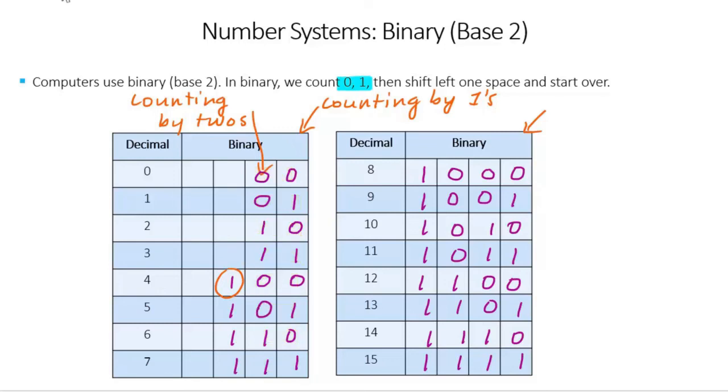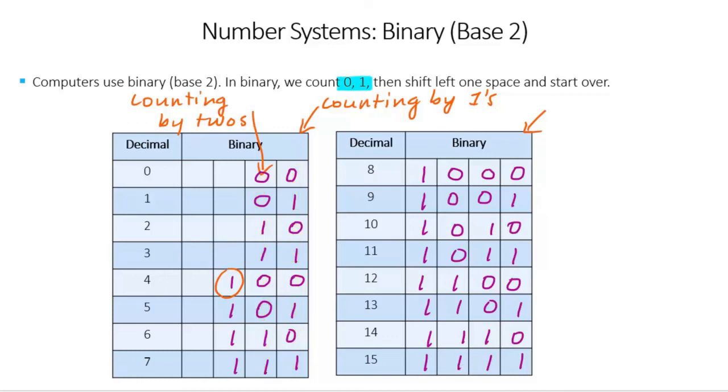You can also think of this in terms of vertical patterns. The ones place alternates 0, 1, 0, 1, 0, 1, 0, 1. The twos place has 2 zeros followed by 2 ones, and then 2 zeros followed by 2 ones. What happens in the fours place, where we're counting by groups of 4, counting by fours? We've got 4 zeros, 4 ones, 4 zeros, 4 ones.